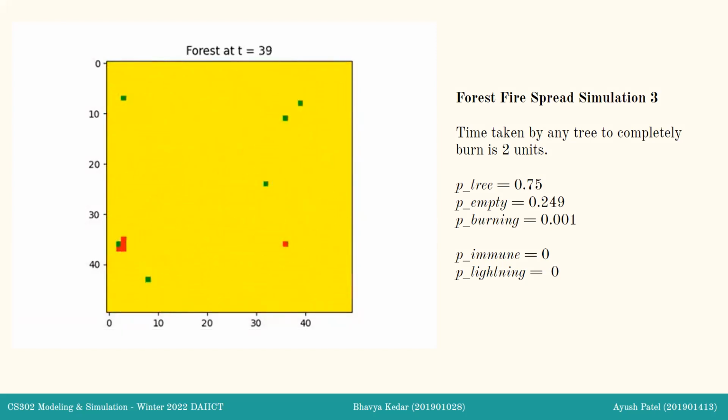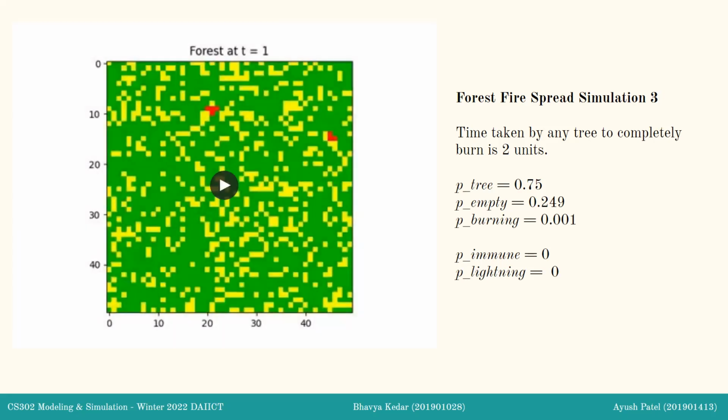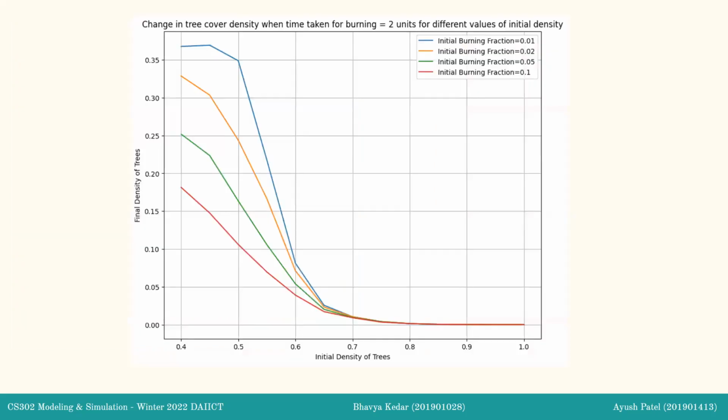As one can see, the whole forest gets wiped out within a few iterations. That is because of the fact that a tree keeps on burning for 2 units, making its neighbors more vulnerable to fire. And here is the graph depicting the same. As we increase the initial burning fraction from 0.01 to 0.1 for a fixed initial density of trees, at the end of the simulation, the remaining final density of trees decreases.